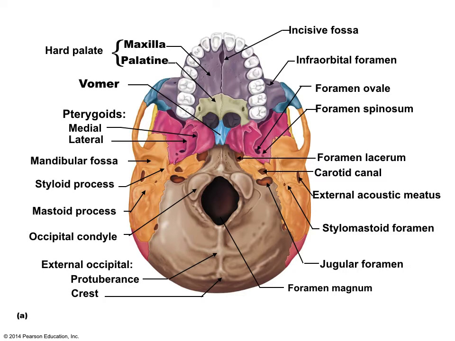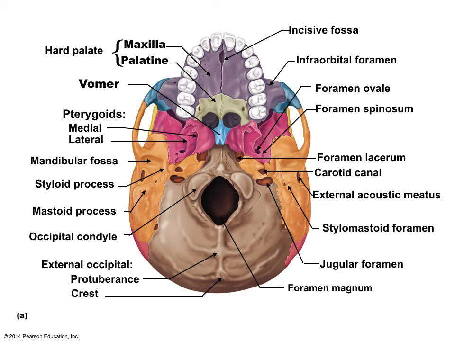This is the inferior view. We're looking at it from a bird's eye view. Hard palate would be the roof of the mouth. Two maxillary, two palatine bones, little incisive fossa between the two maxillary bones up in front. Vomer, you could see as an upside down V, projects towards the front to form part of the septum.